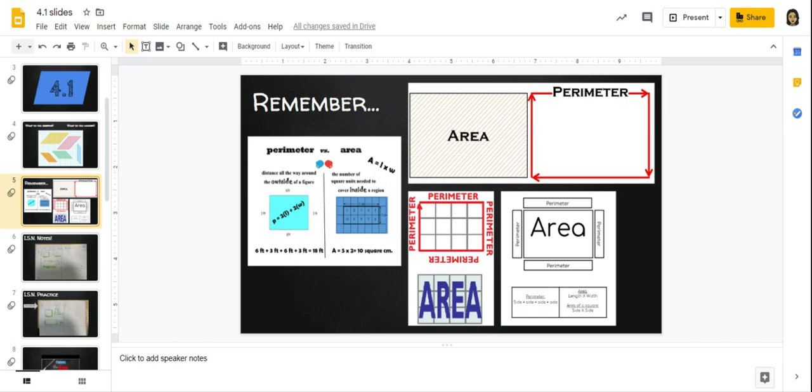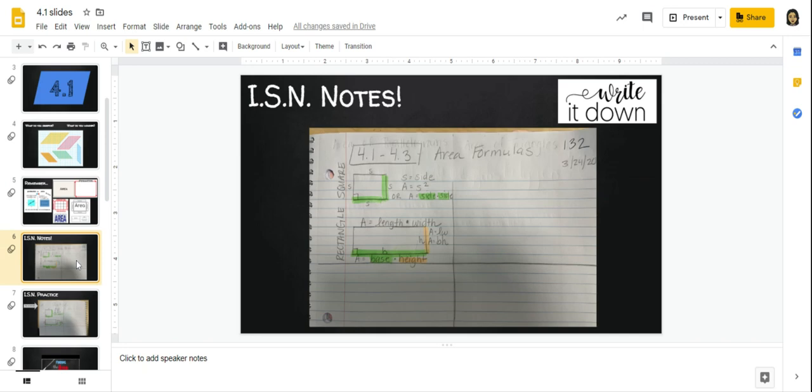So if you haven't already, which you should, please pause the video and go get your Math ISN and make sure that you have that ready to go because we are going to be putting notes into that ISN. So make sure to write it down. This should be the very next page after your table of contents. On the right-hand side, page 132, please make sure you title it 4.1 to 4.3 area formulas.